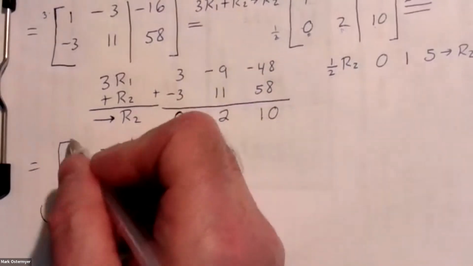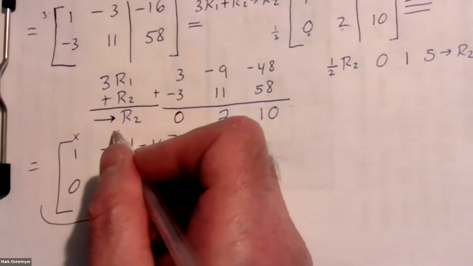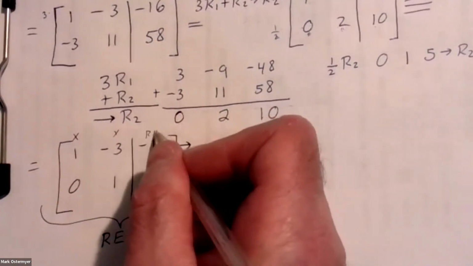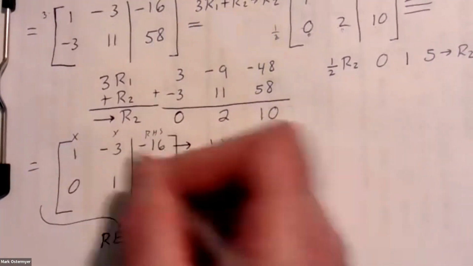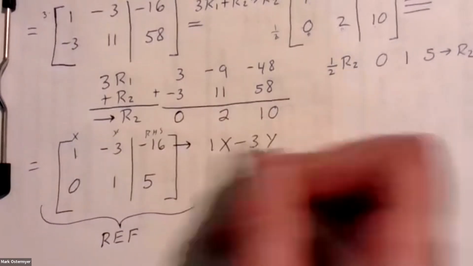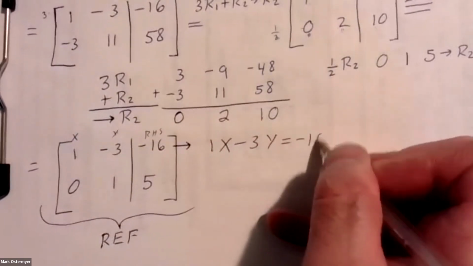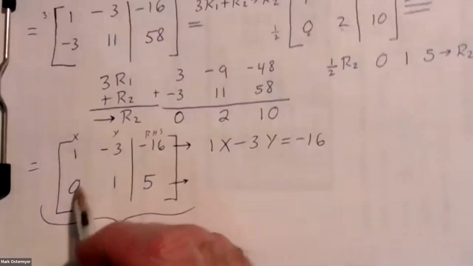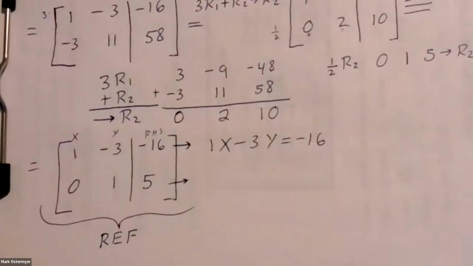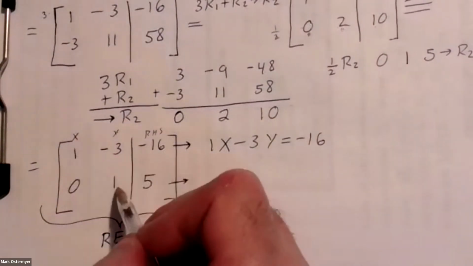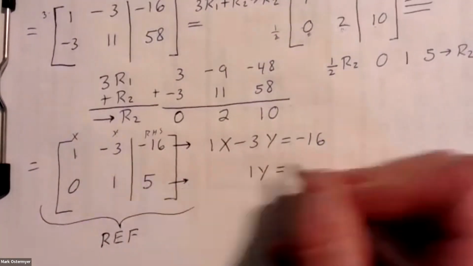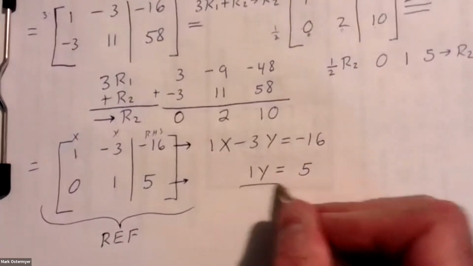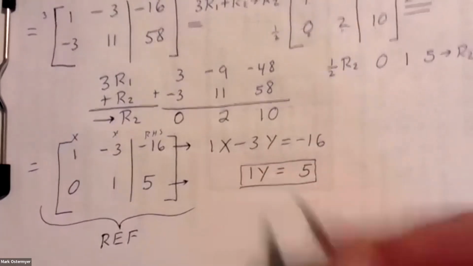From the first row, we get what equation? Remember, this is your X column, Y column, and this is your right-hand side constant column. So from the first row, we get the equation 1x minus 3y equals -16. The second row gives me what equation? 0x plus 1y, so we have 1y equals 5. There you go. Your y coordinate is 5.